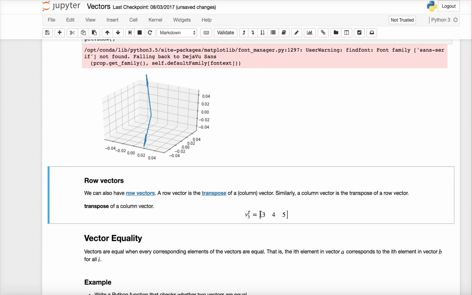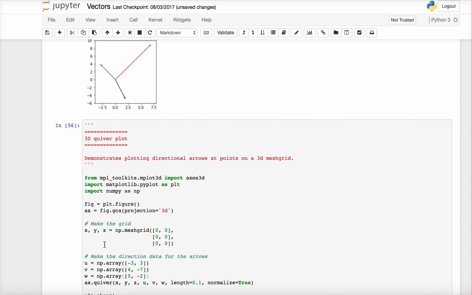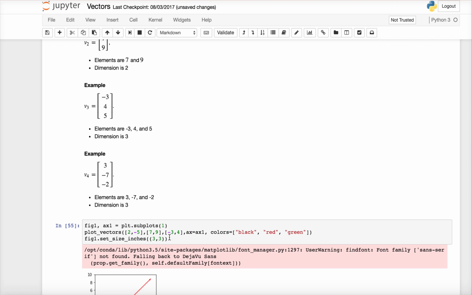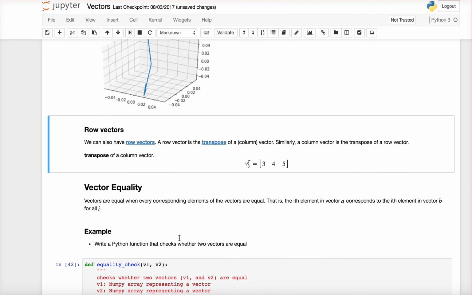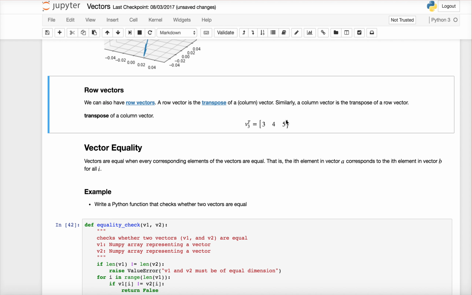Okay, if I wanted to depict a vector as a row of numbers, essentially as we've done in these plots, we can think of a row as just a transpose of a vector. And so if I take v3 and write it as v3 superscript T, then that's going to become this row vector with elements 3, 4, and 5.